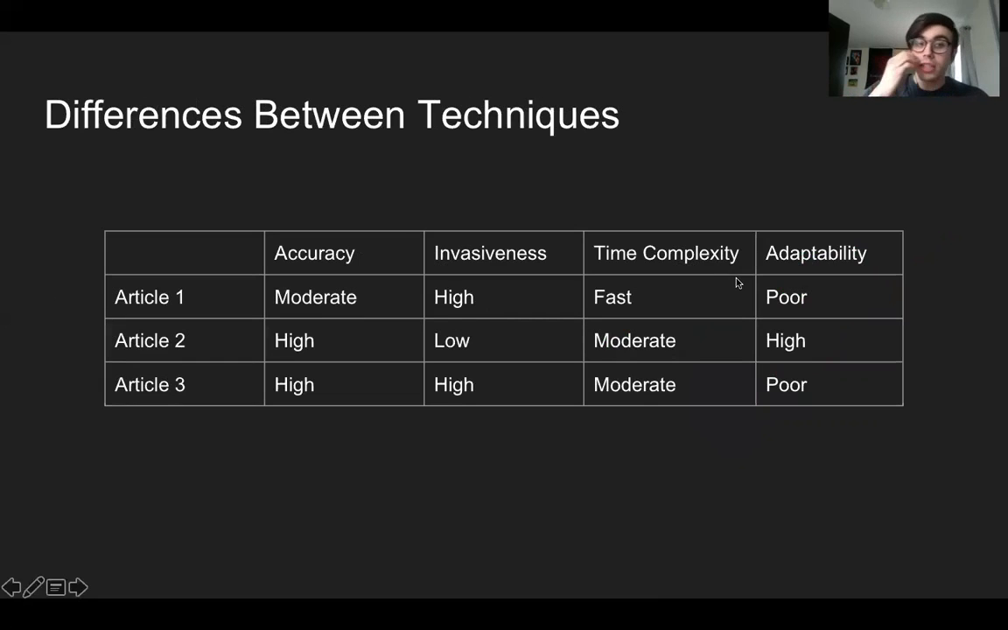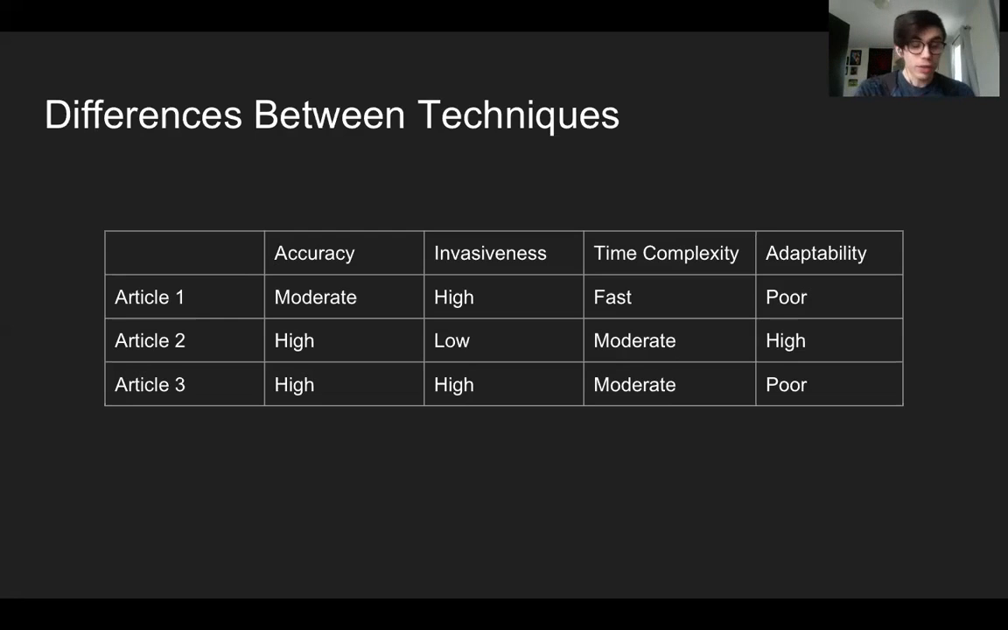So comparing the differences between the techniques using these four factors, we see that our first article had moderate accuracy, but a high level of invasiveness due to the electrodes having to be placed on a person's head. Because of this, the adaptability suffers as well. Once again, to use this scheme, you have to place 62 electrodes on a person's head at one given time. However, to have some benefits, it did boast some fast processing times.